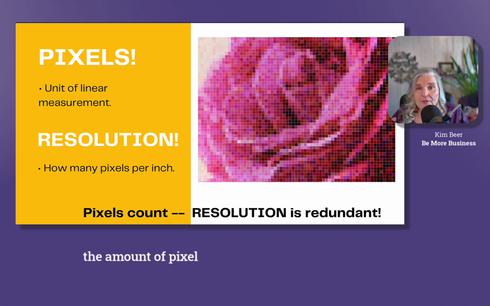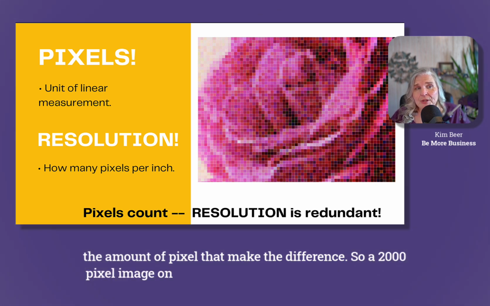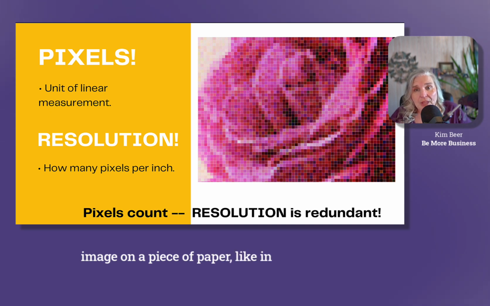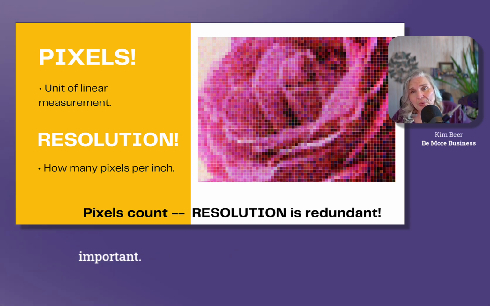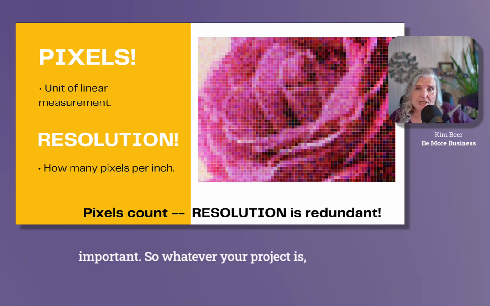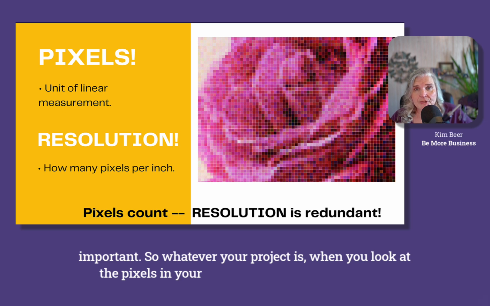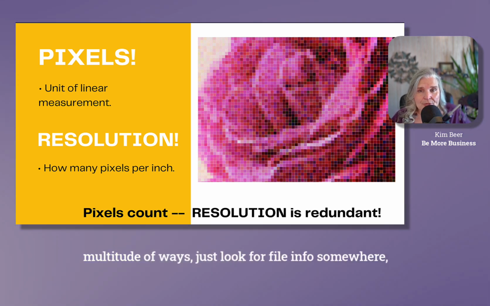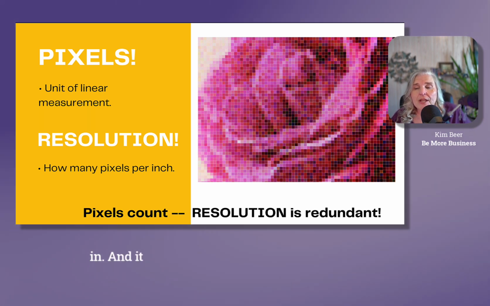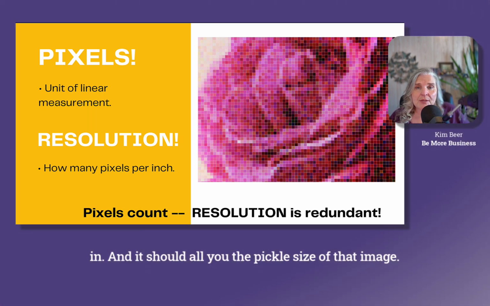It's the amount of pixels that makes the difference. So a 2000 pixel image on a screen is going to be big. A 2000 pixel image on a piece of paper, like in a print project, is going to be small. So understanding that is what is important. Whatever your project is, look at the pixels in your image. You can see that in a multitude of ways: just look for file info somewhere in whatever software program you're viewing that image in, and it should tell you the pixel size of that image.